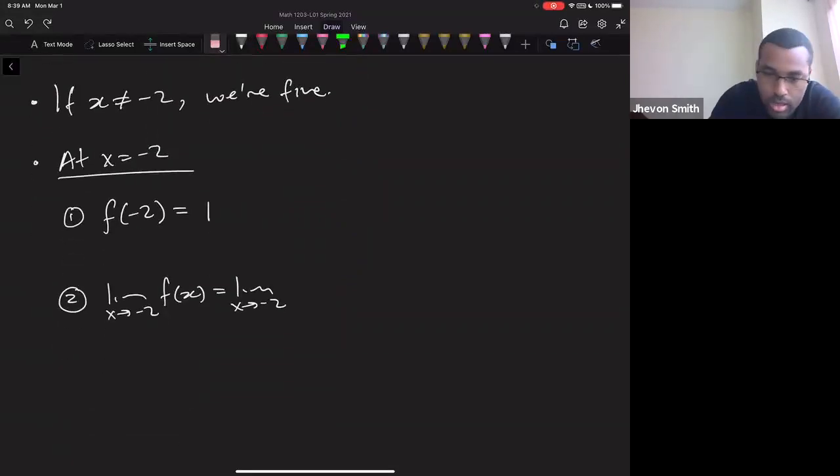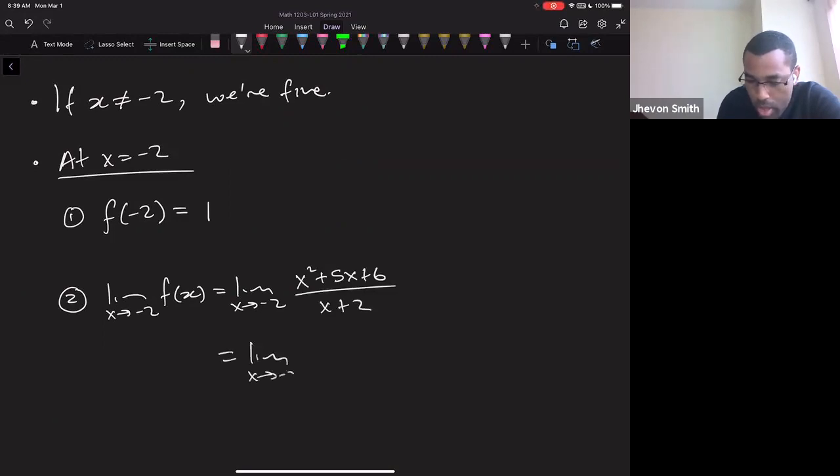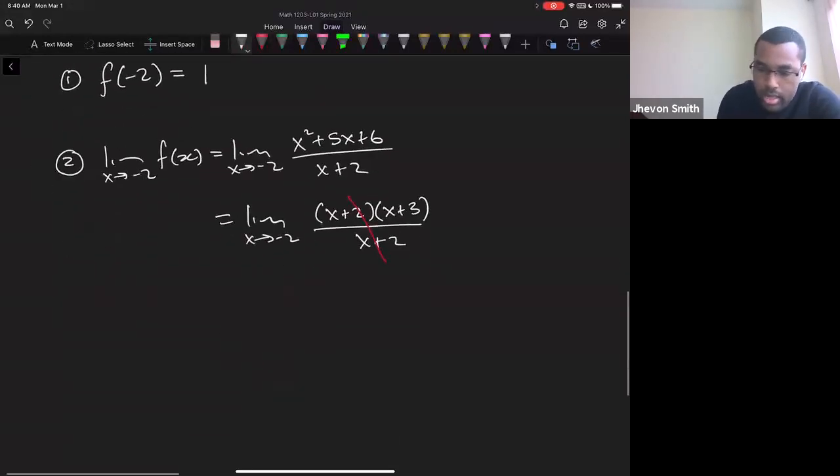So this is the limit of x squared plus 5x plus 6 over x plus 2. Now, once we know that's the limit we want to take, we go into limit strategies mode that Jhevon told us about last time. I think this factors into that. Yeah, that looks about right. These cancel. And here we end up with the limit as x approaches -2 of x plus 3. And now I can actually plug in -2. I get 1.